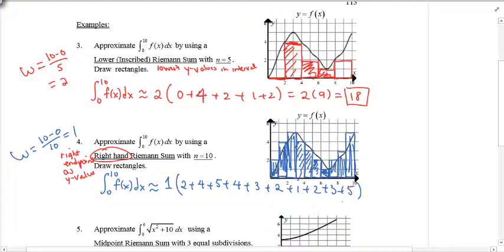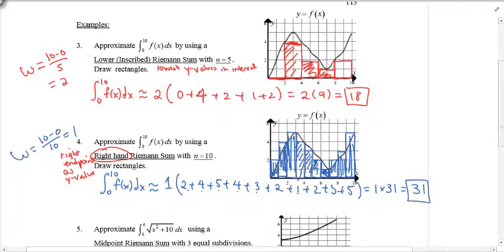Yikes. Add up all those numbers. 2 plus 4 is 6, plus 5 is 11, plus 4 is 15, 3 is 18, 20, 21, 23, 26, plus 5 is 31. 1 times 31 just gives us 31. Alright?